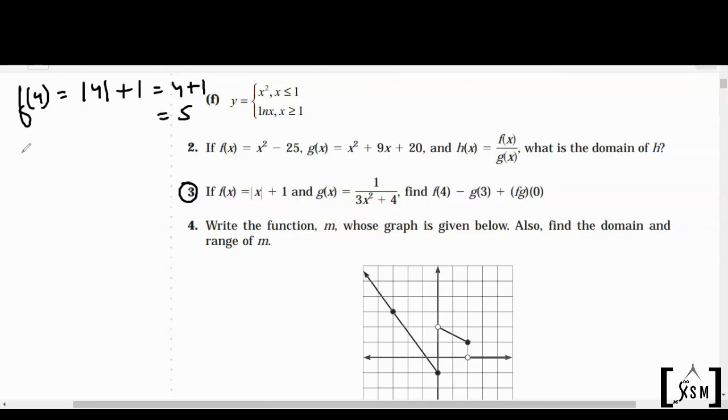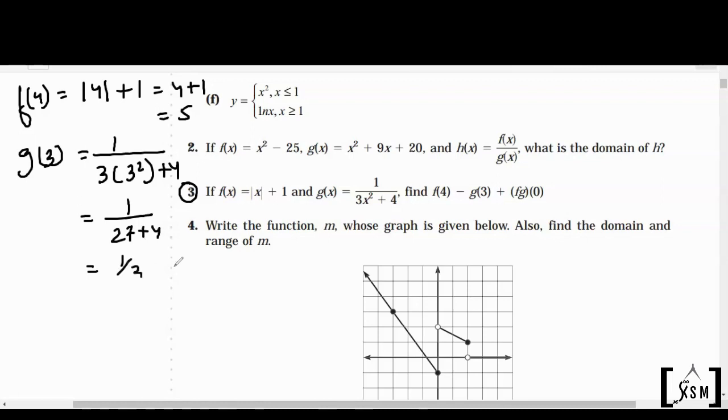And then we find the g(3) value. g(3) is 1 over 3 times 3 squared plus 4, which is 1 over 27 plus 4, which is 1 over 31.